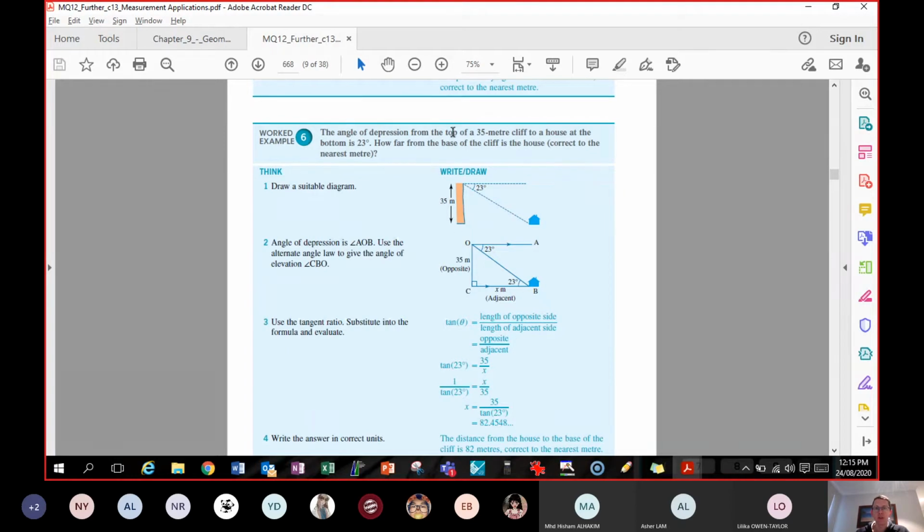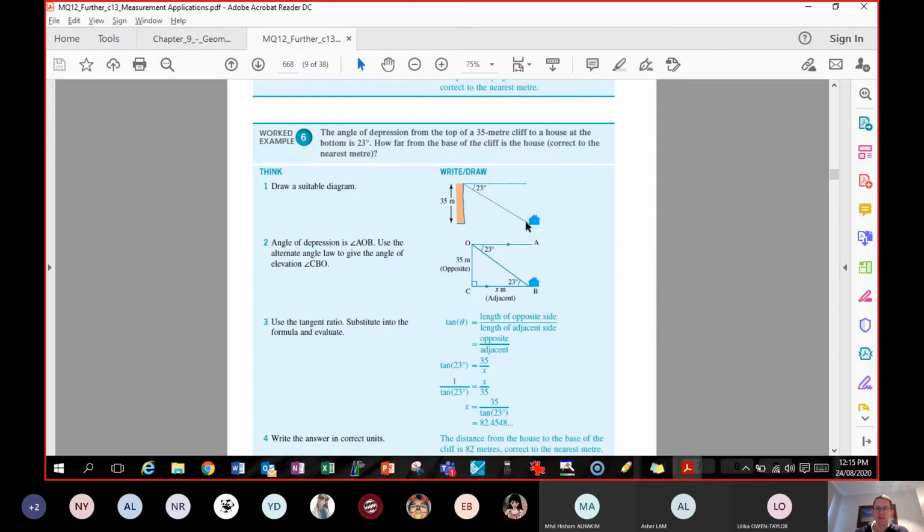So the cliff is 35 meters, and that's a tricky one, from the top of the 35 meters. Right, so you can think of a house, so the depression is 23. So you've got to find all the hidden information. You need two bits of information normally with these, elevation, depression, and you can find it. Just remember, how far is the house from the base of the cliff?